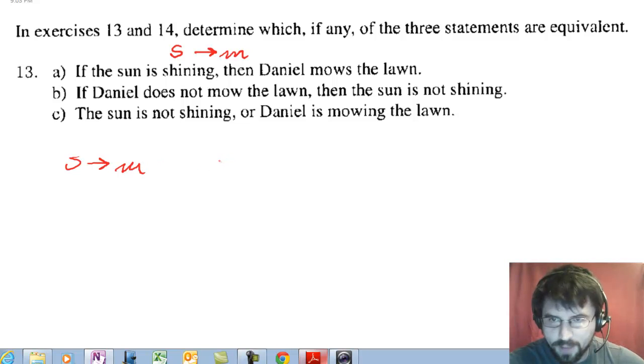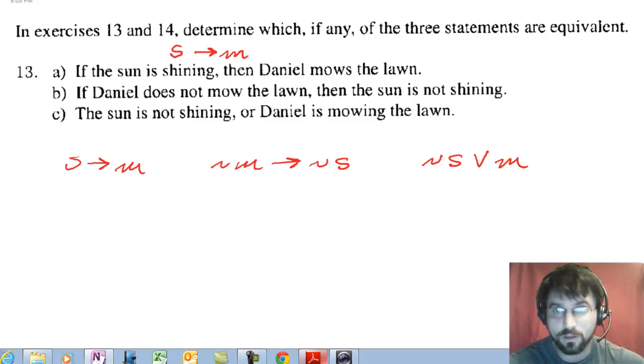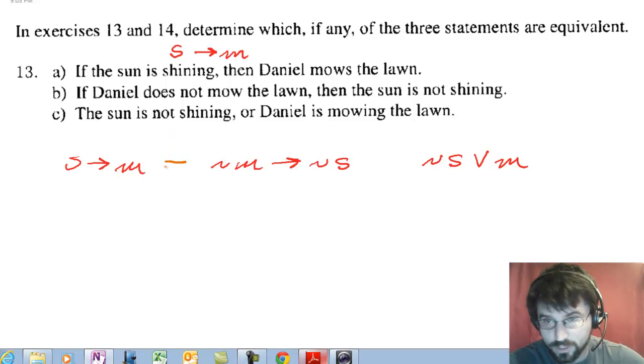If Daniel does not mow, so no mow, then no shining. The sun is not shining, or mow. Which of these are equivalent? All right. Well, they actually all are equivalent. And these are 3 rules that we should know.